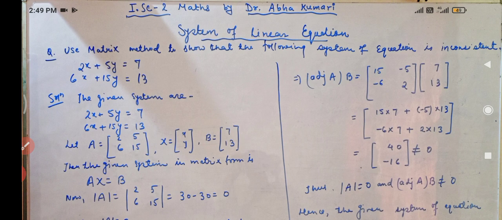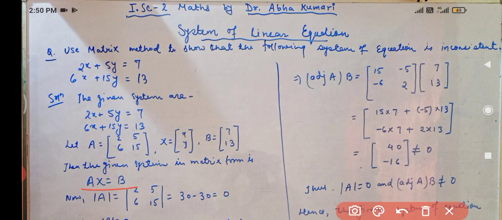First, we write the given system of equations: 2x plus 5y equals 7 and 6x plus 15y equals 13. First we pick the matrix A, then the matrix B and also X. So A equals 2, 5, 6, 15. Capital X is x and y, and capital B is 7 and 13. After picking these values, we write it in the form AX equals B.